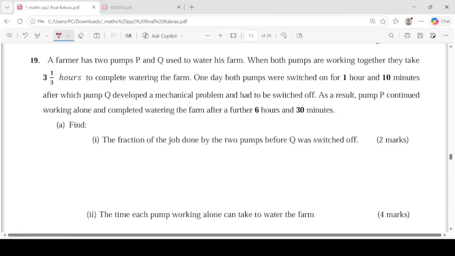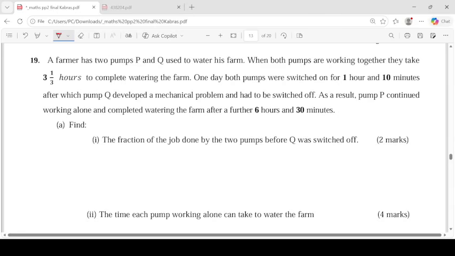A farmer has two pumps, P and Q, used to water his farm. When both pumps are working together, they take 3 1/3 hours to complete watering the farm. One day, both pumps were switched on for 1 hour 10 minutes, after which pump Q developed a mechanical problem and had to be switched off. As a result, pump P continued working alone and completed watering the farm after 6 hours and 30 minutes.